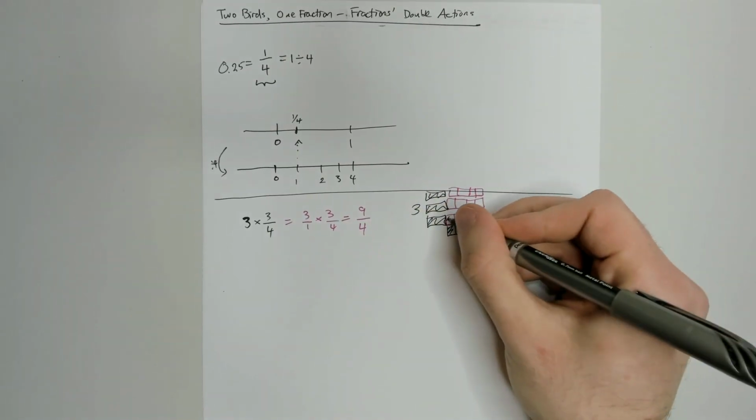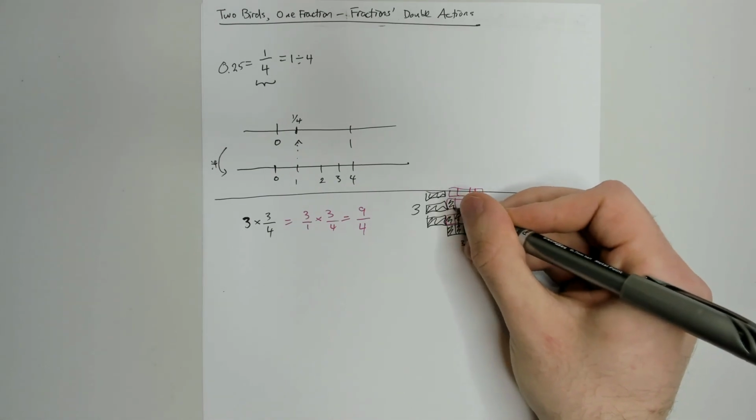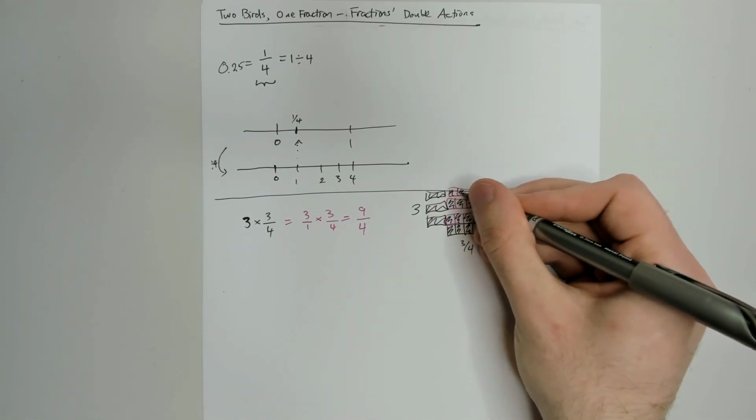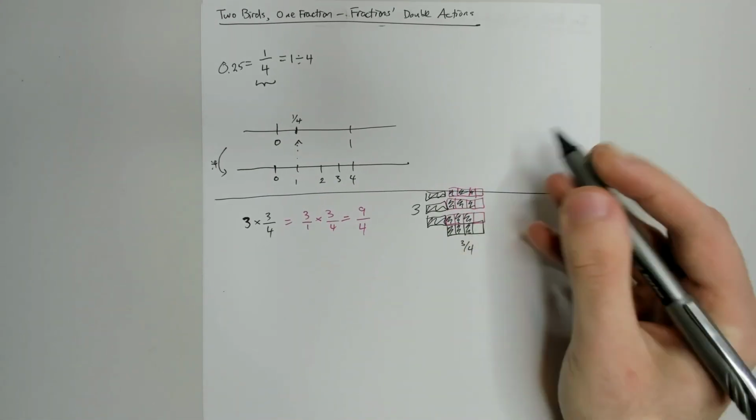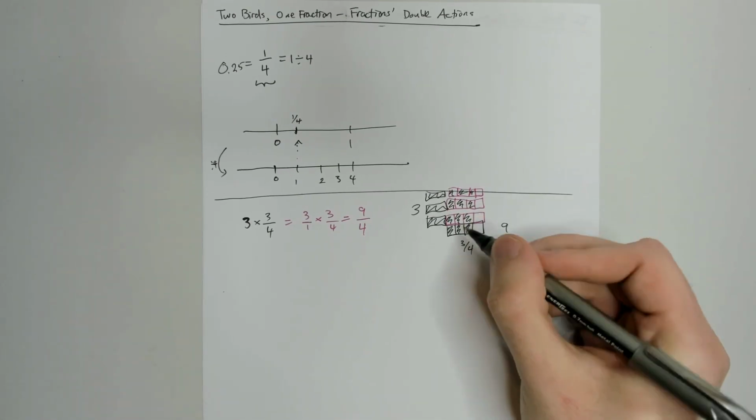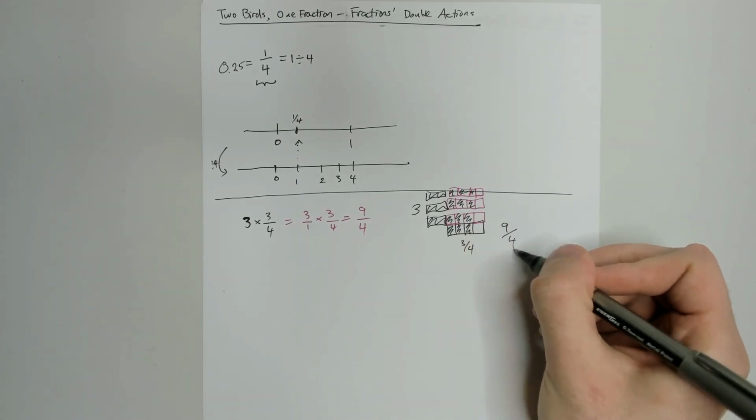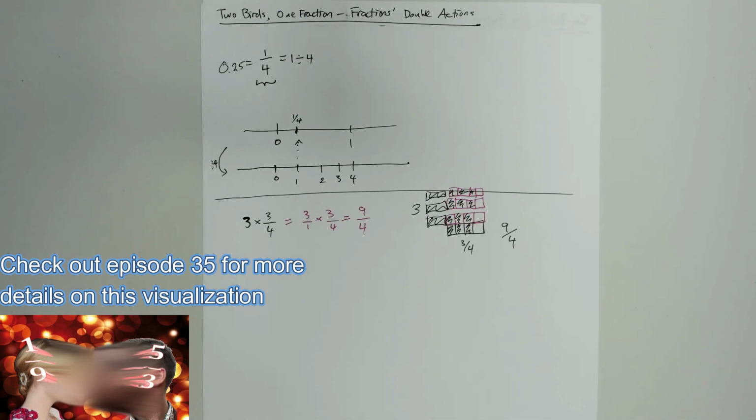And then we shade in all of the common pieces. What we see is we get 9 pieces shaded, and these pieces are each the size of a quarter, so we get 9 quarters. It's the same thing. So that was one perspective we had on multiplication.